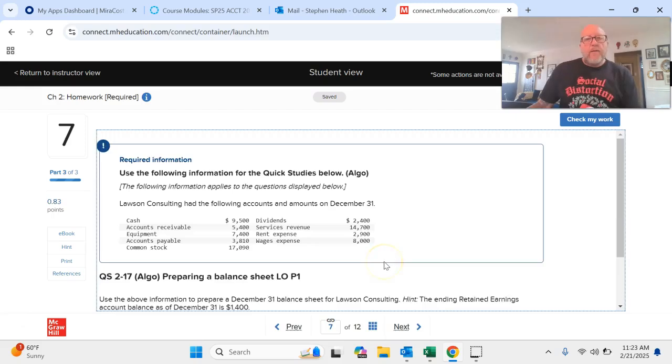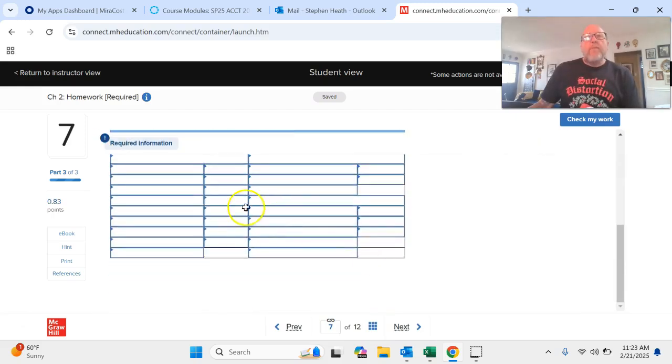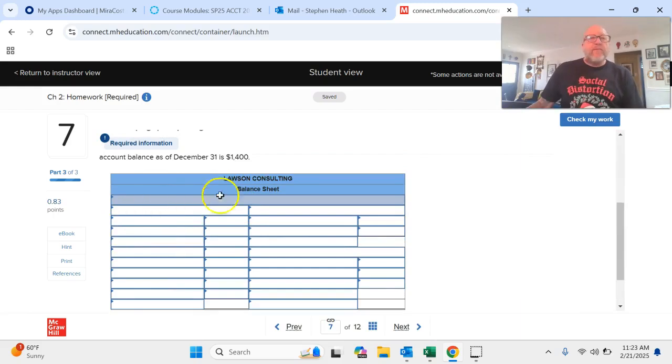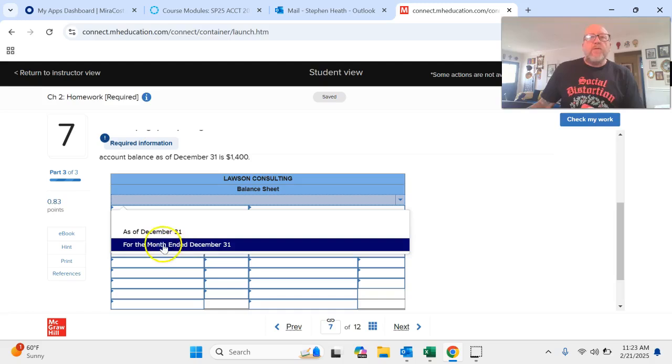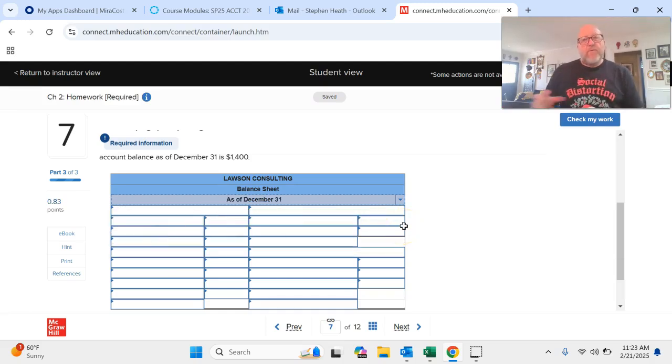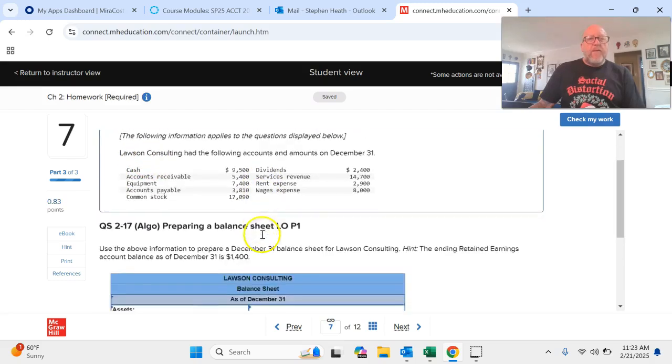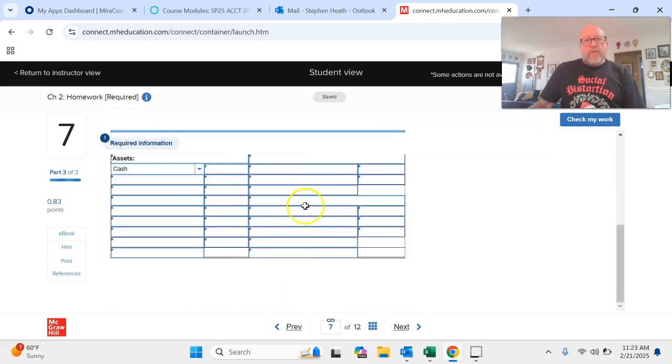Question 8. This is the balance sheet. Hopefully, well, let me back up. The balance sheet, here is where we would do as of December 31st. So the balance sheet is really a snapshot, right? It's a point in time. How much cash do we have on December 31st? So again, I'm going to start with my assets. I'm going to go with cash first. I would get cash up here, 9,500. I would do all of this.